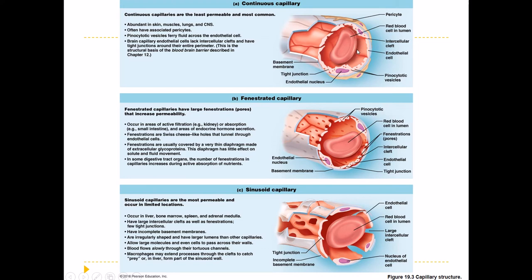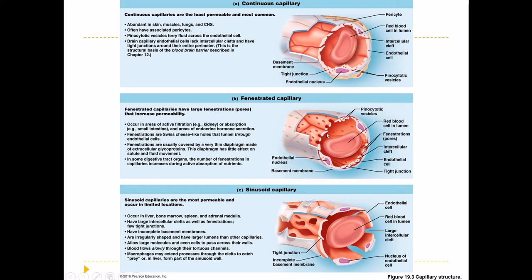And so something like the blood-brain barrier, where we want the blood to move, but we won't want toxins and things to get out of the blood vessels and into our brain tissue. That's much more likely to have a continuous capillary.